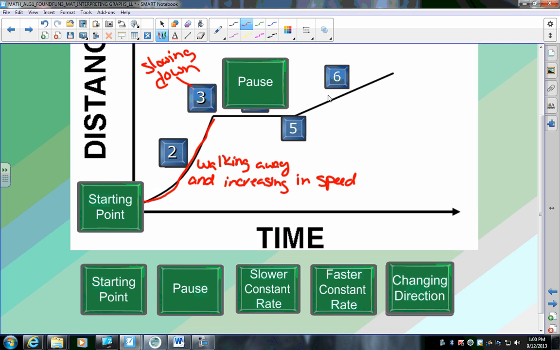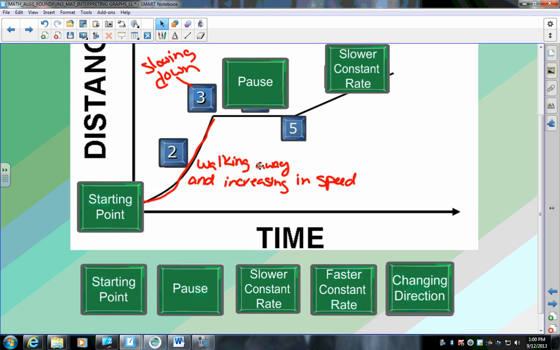What are we doing in 6? Are we going really fast? We're going at a slow, constant rate. Well, before I can go at a slow, constant rate, I have to speed up. It's not changing directions because I'm still walking away. I've yet to turn around and come back. Okay? Have those written down so I can go to the next one.